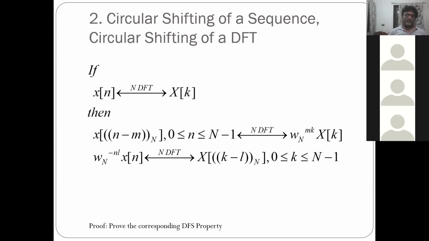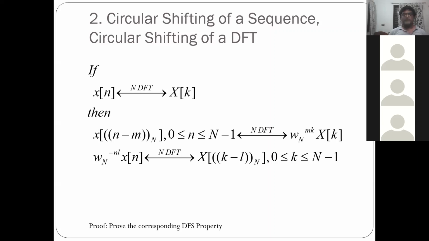First part, you can start with this: if x of n has got an N-point DFT given by X of k, then x of n minus n modulo N, for 0 less than or equal to n less than or equal to N minus 1, has an N-point DFT given by W_N raised to nk into X of k. This is what we have proved now.